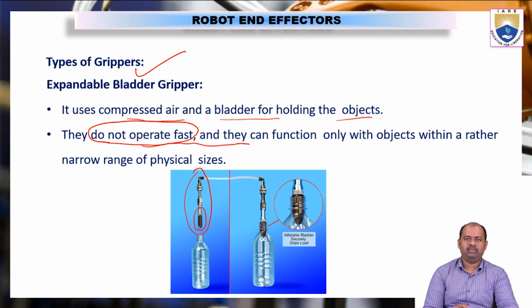These are also useful for objects with a narrow range of physical sizes. So the expandable bladder type grippers cannot be used for all kinds of items. They can be used for a very narrow range of elements, like bottles, glass bottles, small jars, etc. So for those elements only we can use the expandable bladder type grippers.